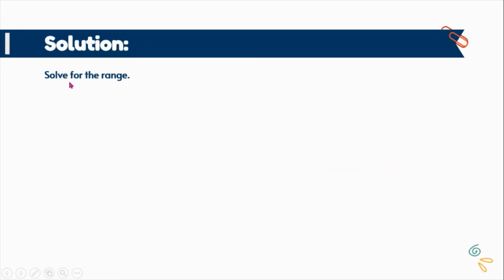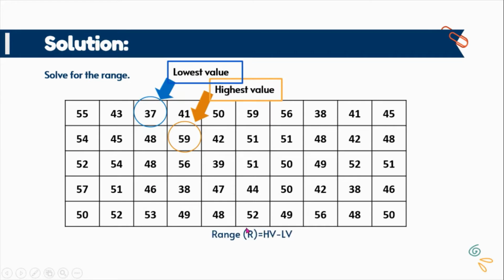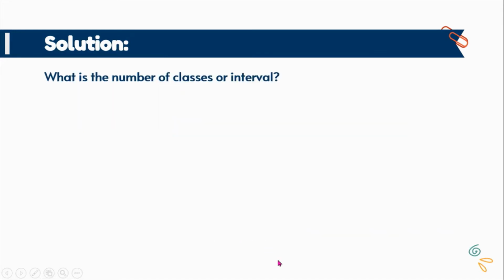First, we are going to solve for the range. Using the data, we first need to determine the lowest value, and the lowest value here is 37. And the highest value is 59. The range is equal to the highest value minus the lowest value. By substitution, our highest value is 59 minus the lowest value 37. Therefore, our range here is 22.